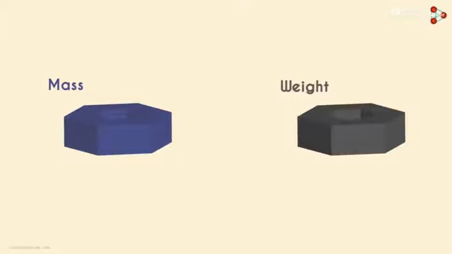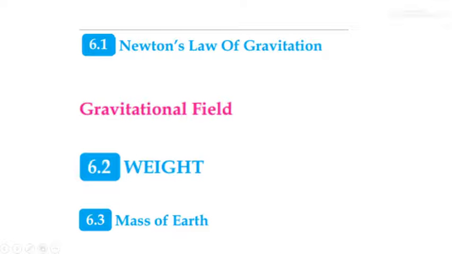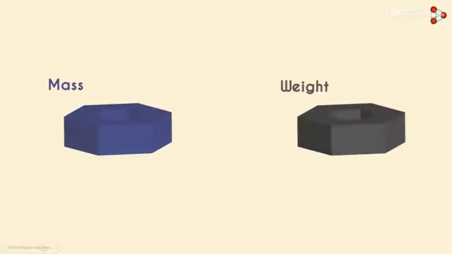Most of us think that mass and weight are pretty much the same thing. Now we understand the gravitational field known as weight. What is weight? Let's understand it. Most of us think that mass and weight are pretty much the same thing. Are they? No, they're not. There's a very simple way to understand the difference.